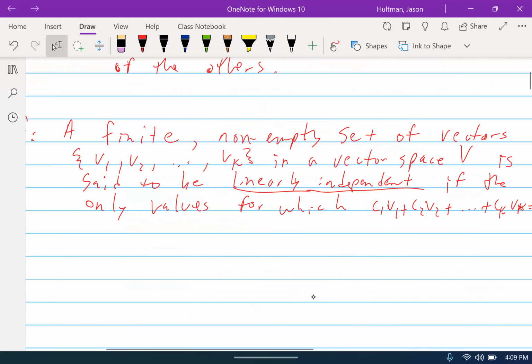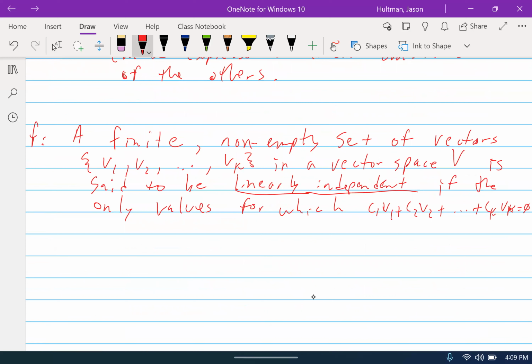Okay, and that's only true when C1 equals C2 equals CK, they're all 0. If they're all 0, then it equals 0. Otherwise, it doesn't equal 0, it equals some other vector. The only time it would equal the 0 vector is if all the constants were 0, then it's linearly independent.